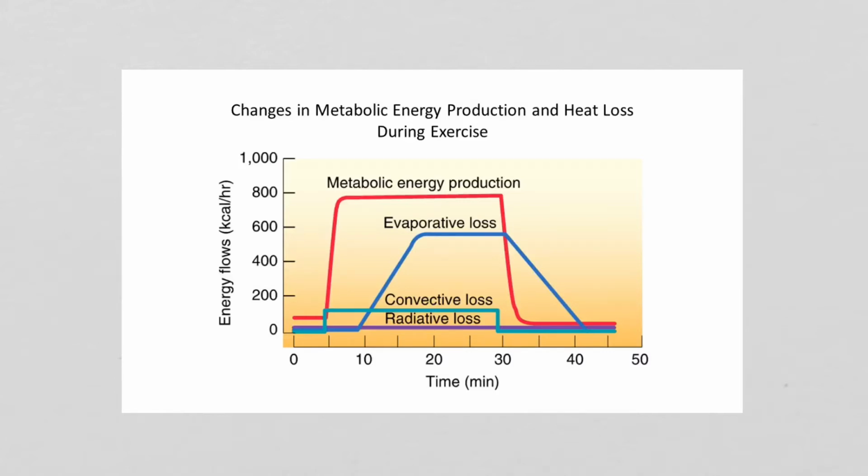So if we look, this person has been cycling, let's say it could be running, and they have this level of metabolic energy production near the top. And then we can look down at the bottom at the convective and radiative heat loss over time. And these are fairly low and they are fairly constant. And that is because the temperature gradient between the body and the environment remains fairly even over this 30-minute exercise bout. However, we can see the increase in the evaporative heat loss as body temperature increases.